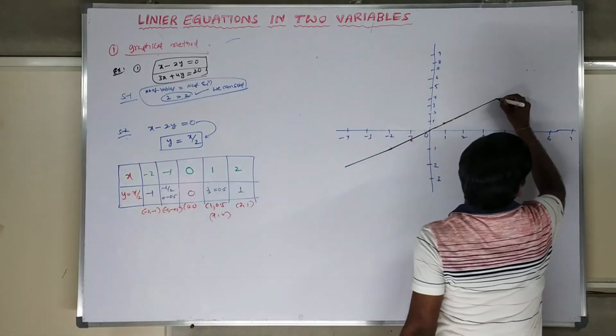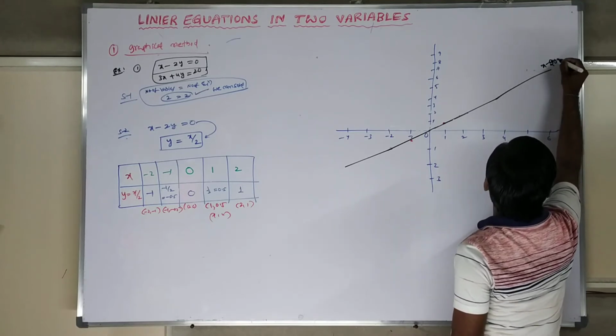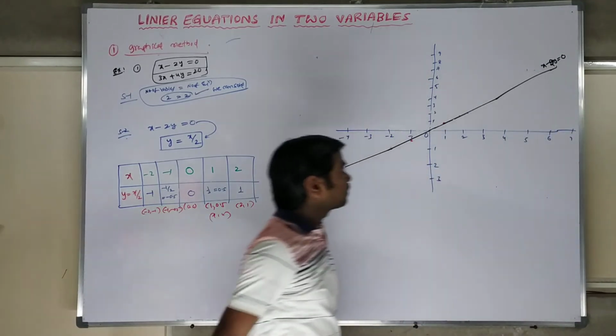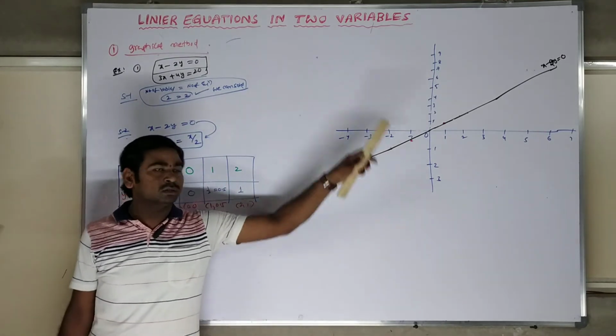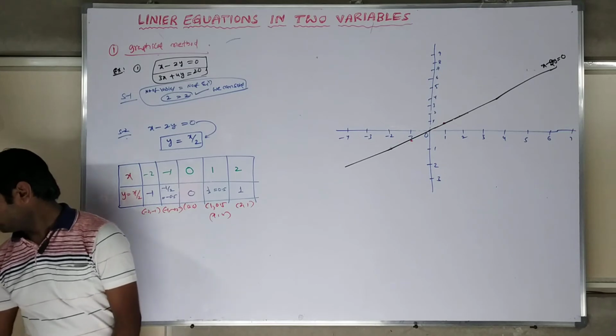By extending using the scale, this is x minus 2y is equal to 0. This is the line equation. A straight line you can extend. If you know some values, extend using your scale and you can easily understand. So the first problem is over.